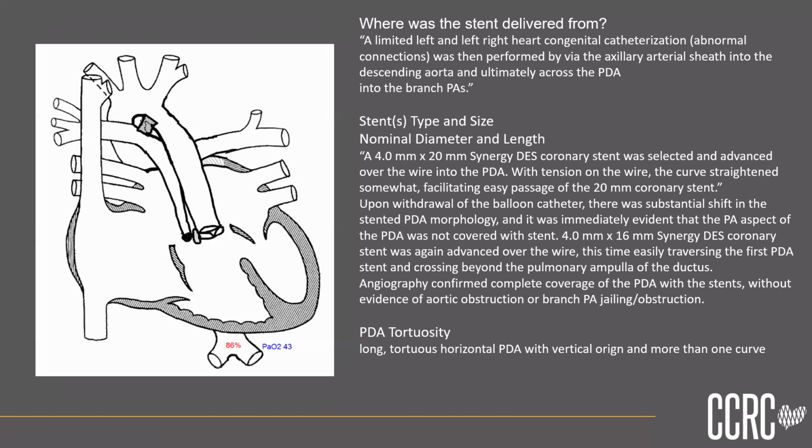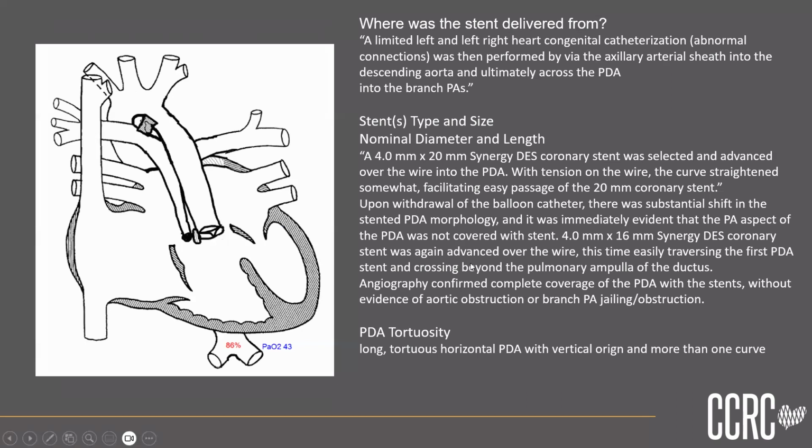Stent type and size, nominal diameter and length. It's always diameter first, length second. So it's a 4x20, 5x20, whatever it is. Diameter comes first when you list stents, length comes second. A Synergy DES, drug-eluting stent. It's pretty easy: if you're not sure whether a stent is drug-eluting and it's not in the cath report, it's a pretty easy Google search to see if it has a drug on it or not. I think most people in the collaborative are using drug-eluting stents for PDAs.